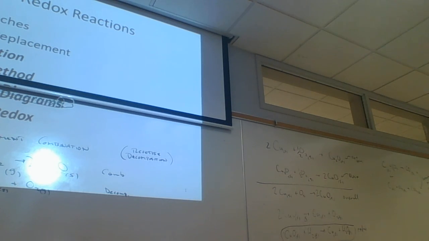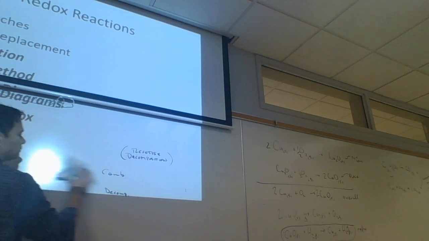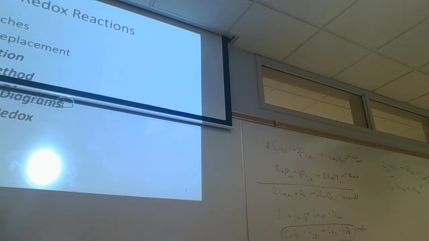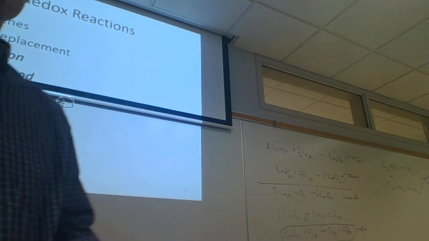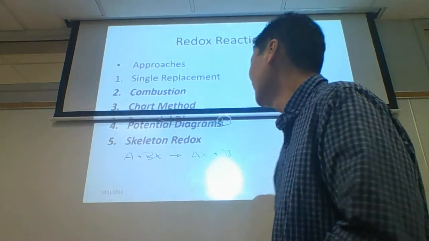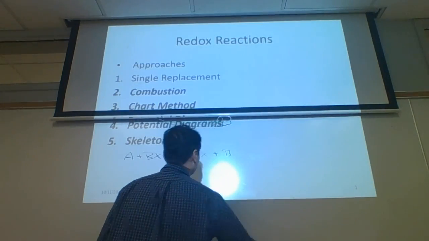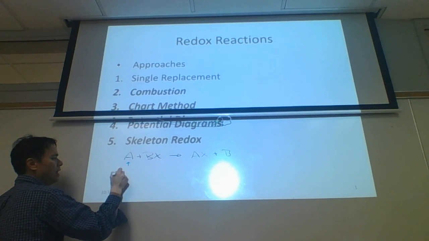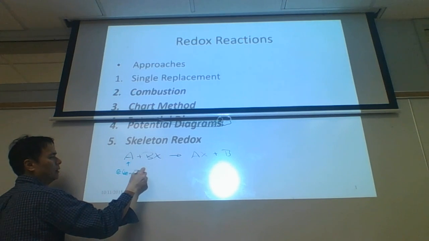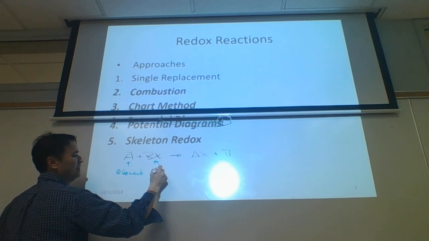Okay, the next type of reaction is single replacement. Let's look at that quickly. The single replacement has A plus BX forming AX plus B. This is the single replacement form. Typically, A is an element. And then we have BX, which is a compound.